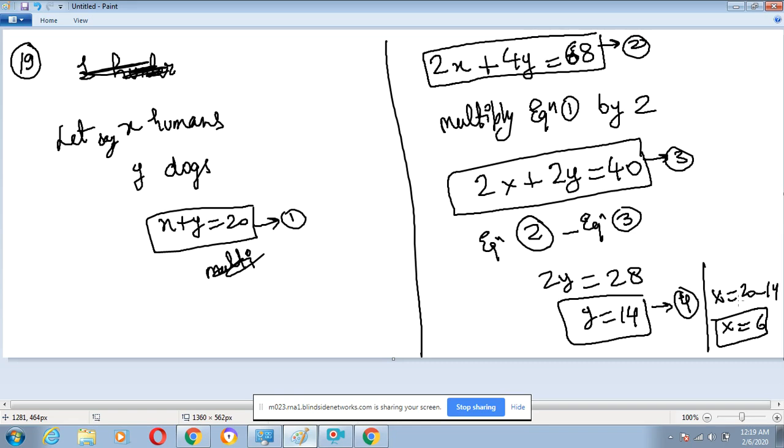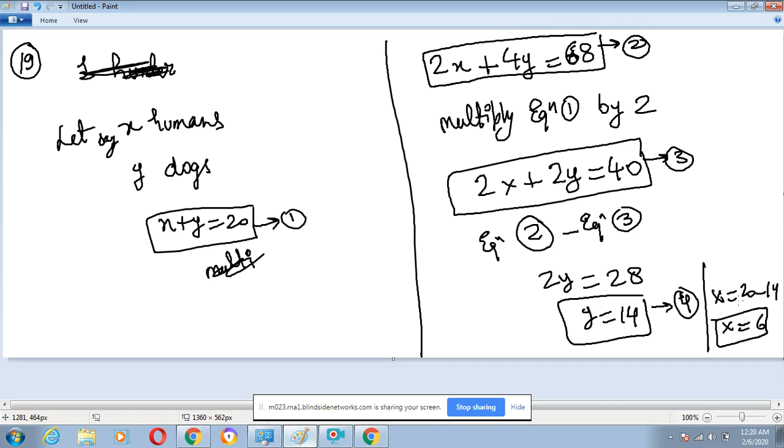How do I explain it? There are some dogs and some humans. We don't know how many dogs, how many humans. So, in mathematics, whenever I don't know anything, I assume it x or y. So I assume there are x humans and y dogs. So the first part is clear, the assuming. Now it says there are 20 total living creatures. So there are x humans and y dogs. So x plus y is 20.